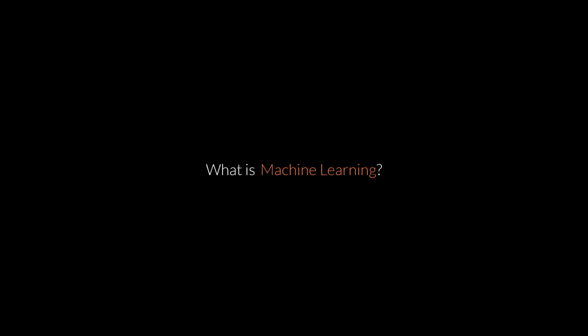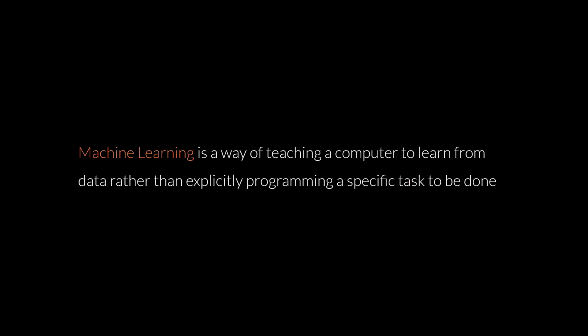So to get started, what actually is machine learning and how does it work? Machine learning is a way of teaching a computer to learn from data rather than explicitly programming a specific task to be done. What do I mean by that? Well, instead of writing a set of fixed rules or instructions for a computer to follow, it will instead look at data or examples that we give it, and it will then figure out the different patterns and relationships to make predictions and decisions on new data.